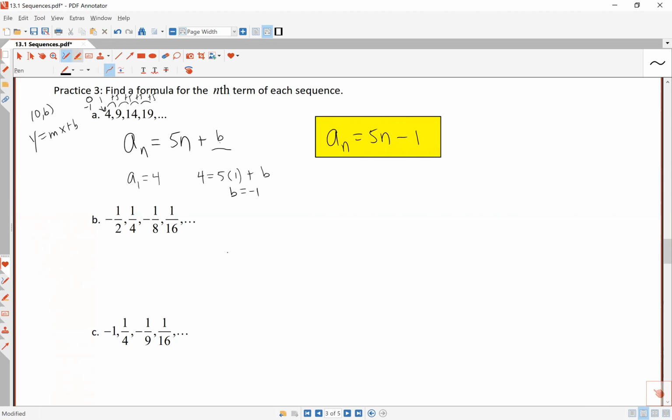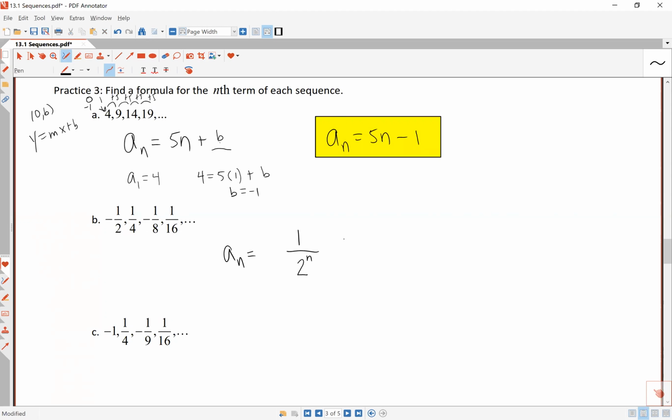Letter B, one thing that is consistent throughout this problem is that the numerator is always 1. The denominator, 2, 4, 8, 16. 2 to the first, 2 squared, 2 cubed, 2 to the 4th. So that's a 2 to the n.